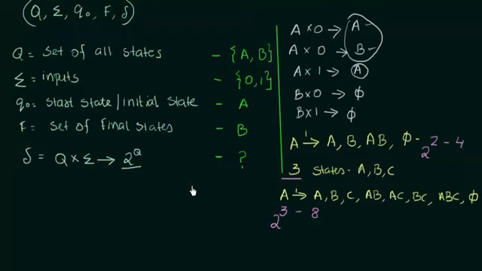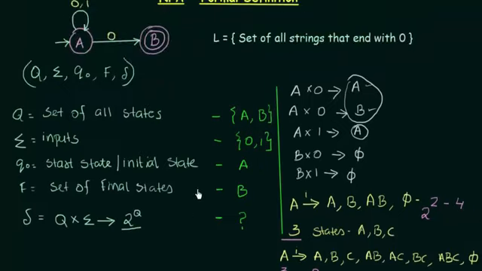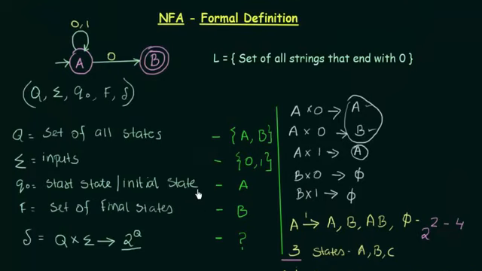So that was the formal definition that we could give to our NFA. It is defined using 5 tuples: Q, sigma, q naught, F and del, where Q, sigma, q naught, and F are the same as DFA, and the only different thing is the transition function del, which maps Q cross sigma to 2 power Q. So I hope this made the formal definition of NFA clear to us.